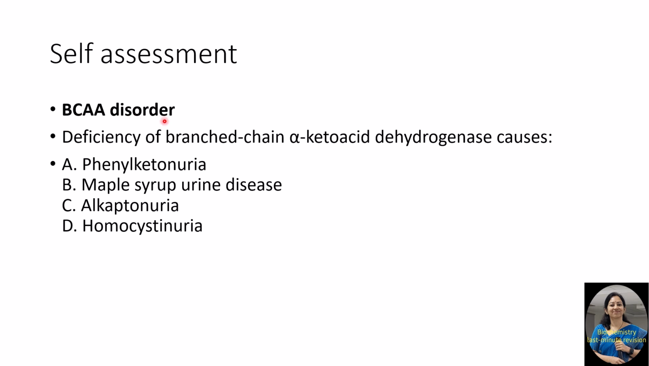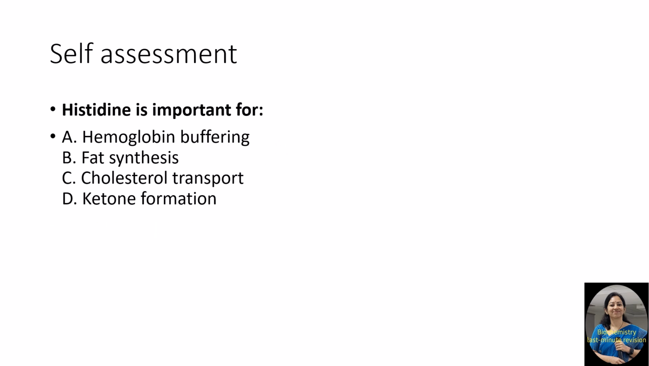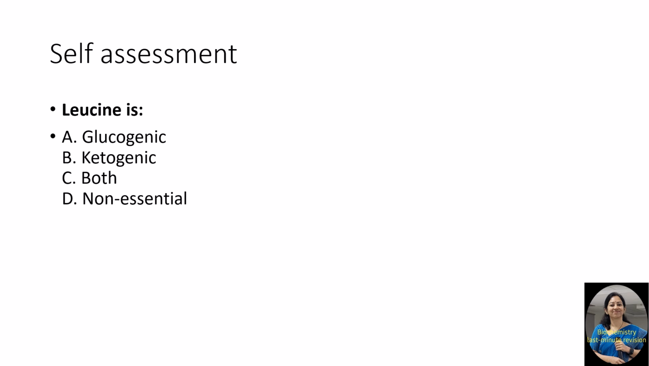So branch chain amino acid disorder: deficiency of branched chain keto acid dehydrogenase causes maple syrup urine disease. Okay. Phenylketonuria is due to deficiency of phenylalanine hydroxylase. Alkaptonuria is due to deficiency of homogentisic acid oxidase, and homocystinuria is due to deficiency of cystathionine beta synthase. Glutamate combines with ammonia to form glutamine. Histidine is important for buffering capacity. Leucine is purely ketogenic. Okay, so this was all about the combined metabolism of histidine, alanine, serine, glutamate, and branched chain amino acids.